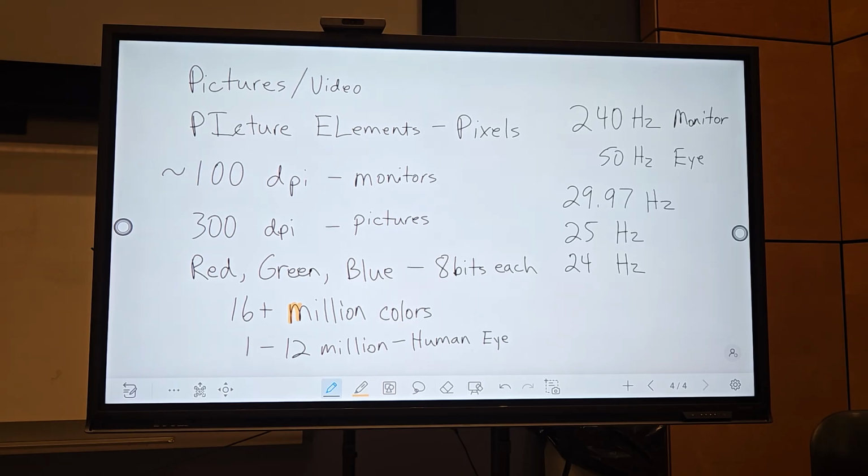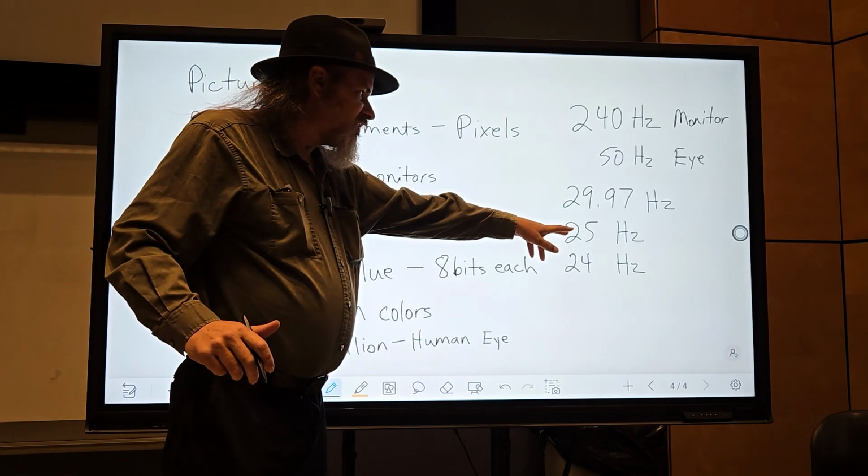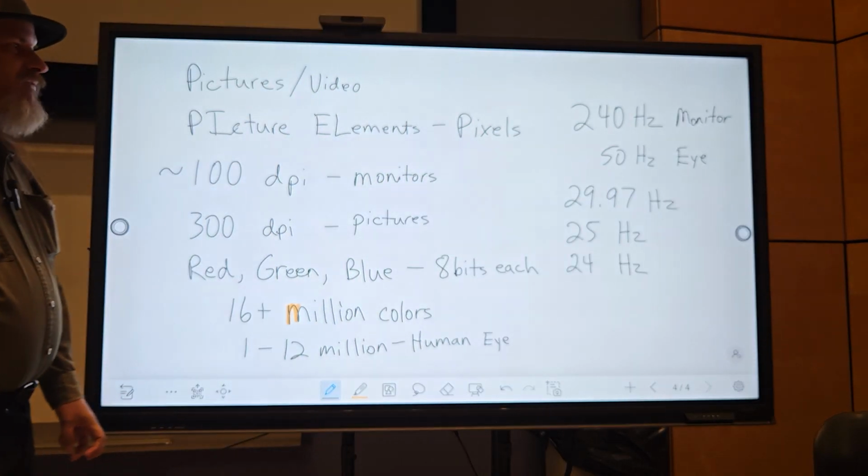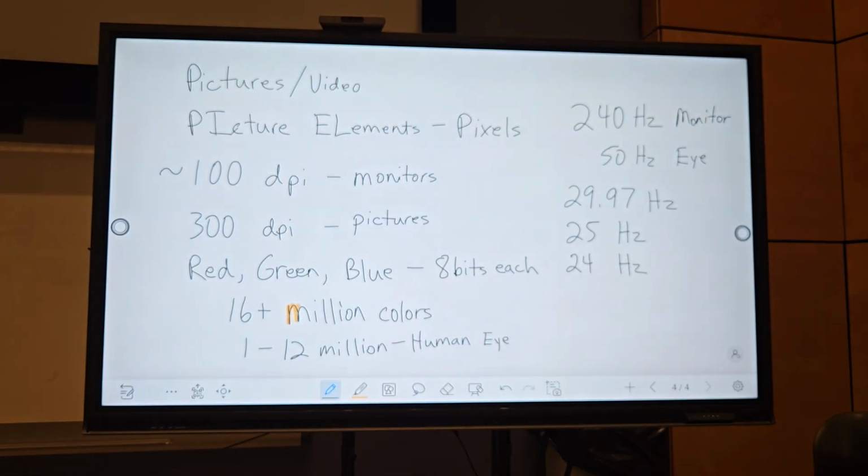The European power grid is 50 hertz, and they did get their television to match up to half the rate of the power grid. Why do movie cameras in Hollywood do 24 frames a second? I have no idea. That's one story I haven't heard.